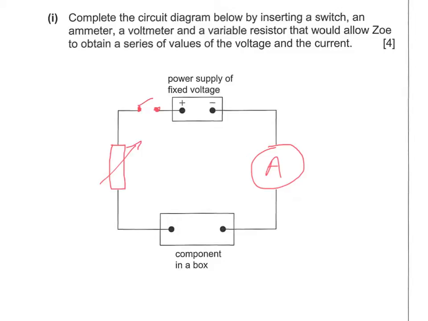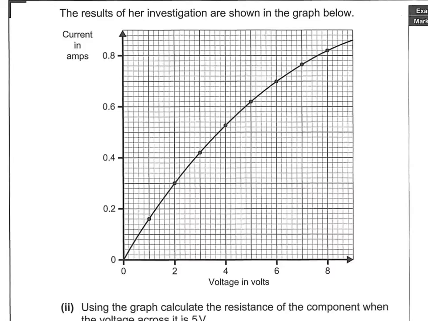Where does the voltmeter go, you ask? Well, voltmeters have to go in parallel with the voltage that they're trying to measure because voltages across things in parallel are the same. So we end up with a circuit like this. So they show you this graph and then they ask you some questions about it.